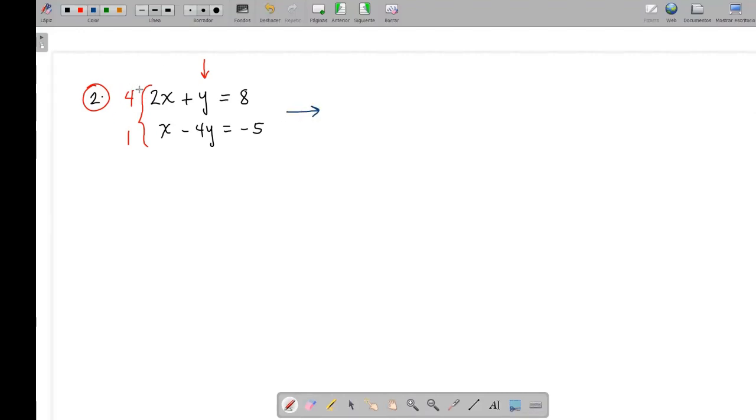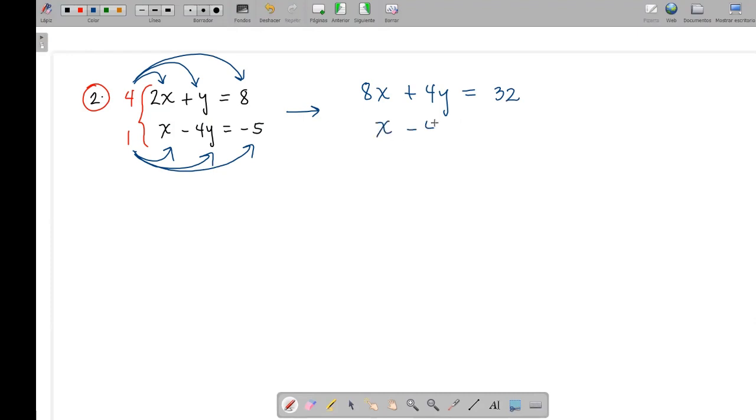Remember that the numbers that we have outside the braces multiply each term of each equation. Okay? I'm going to erase this. The 4 multiplies this term, and this term, and the same here. The 1 multiplies all the terms of each equation. 4 times 2, 8x. 4 times y is 4y. And 4 times 8, 32. Okay, the same.